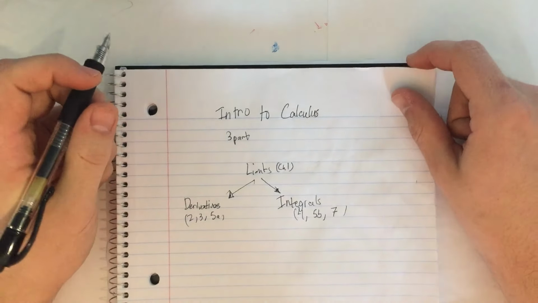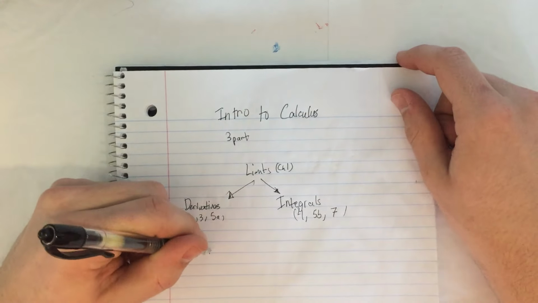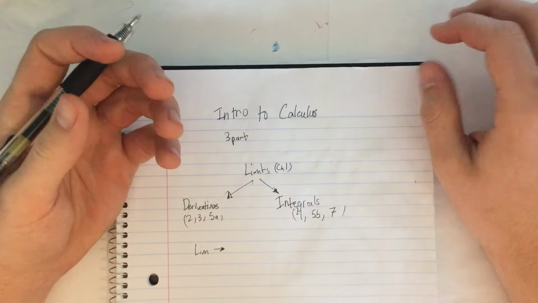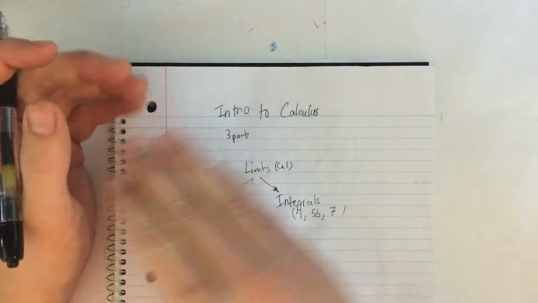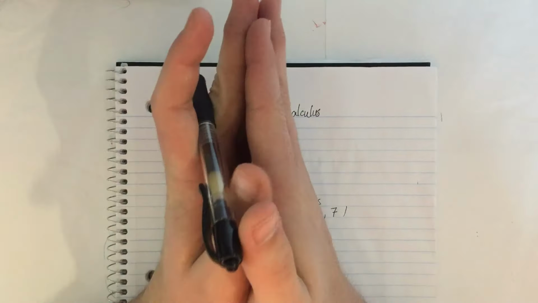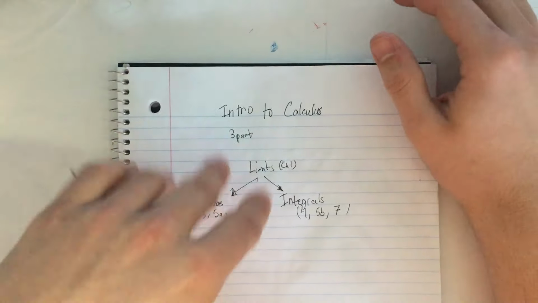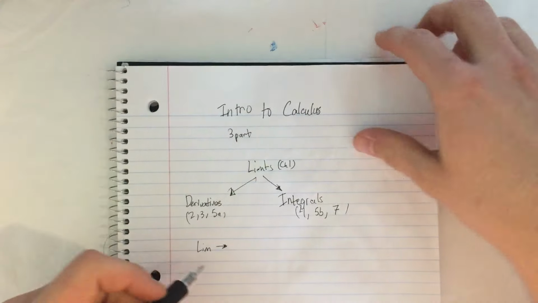So what are each of these things? A limit, from what I've learned, is just the number a line gets to as it gets arbitrarily close to that number, if that makes sense. It'll make sense in the next video. That's what a limit is.